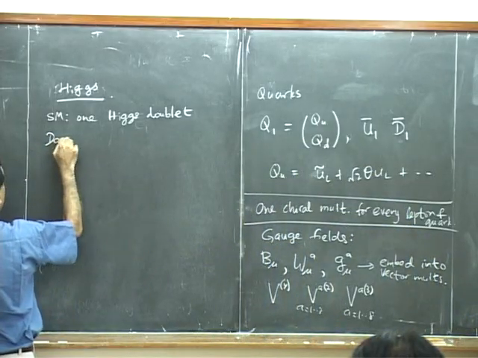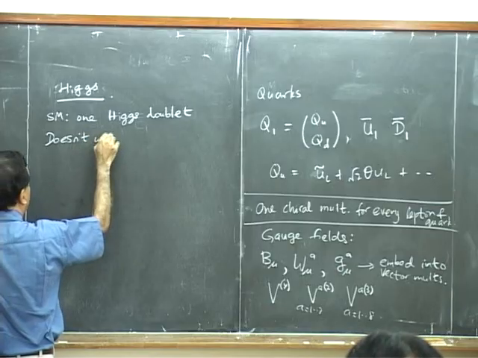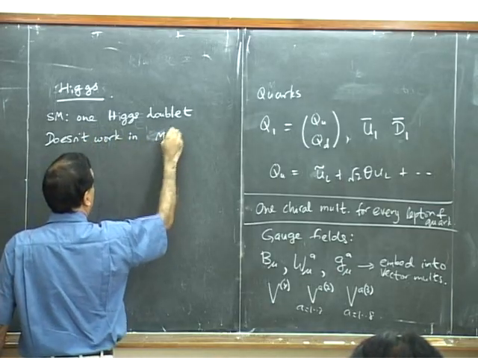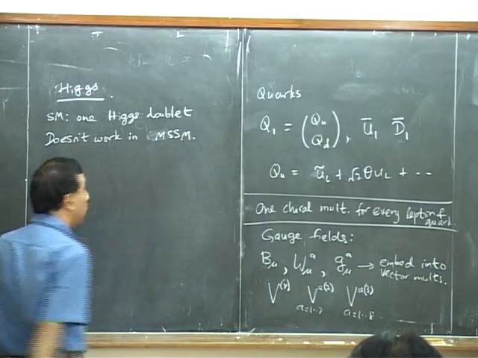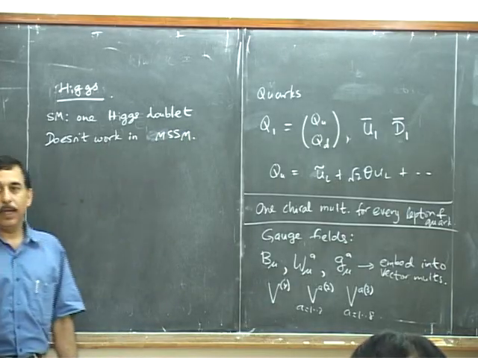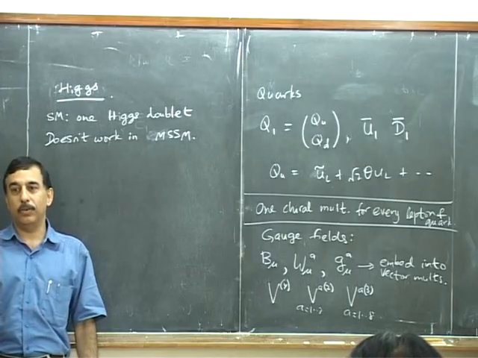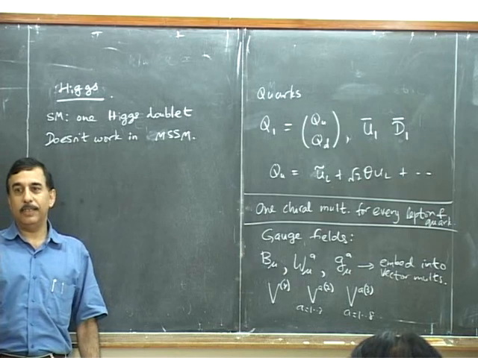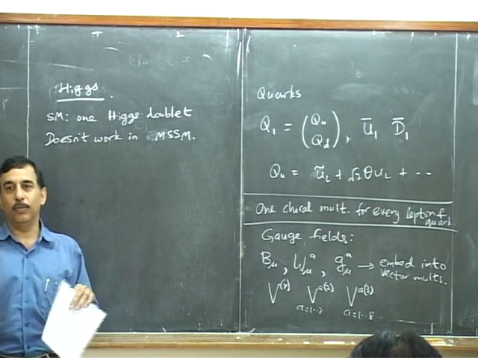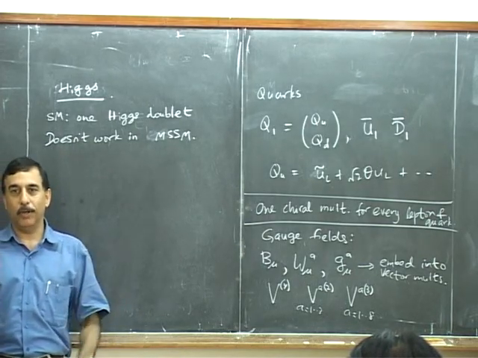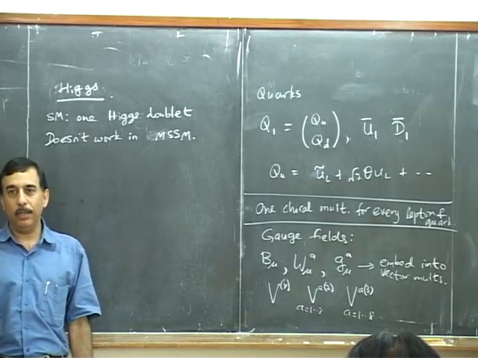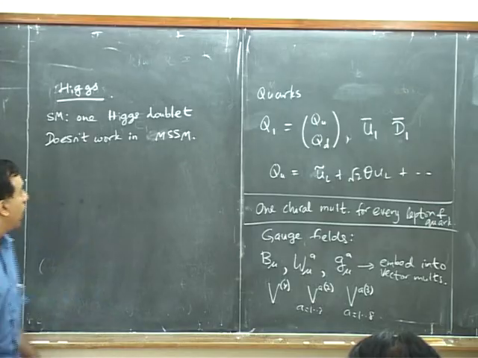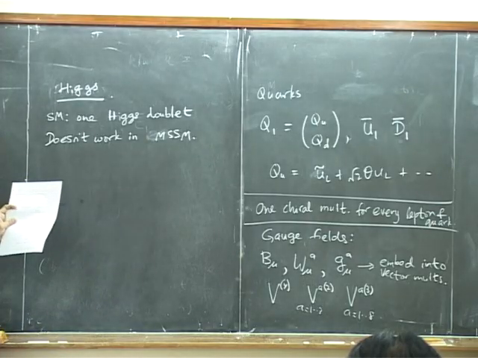doesn't work. When I say doesn't work, it turns out that one Higgs doublet is not enough, and in the MSSM you must have at least two Higgs doublets. I say at least because, of course, you can always go to less and less minimal or more and more non-minimal things, even in the standard model. The minimum in the standard model is 1, and in the MSSM is 2. So let's see the reason.